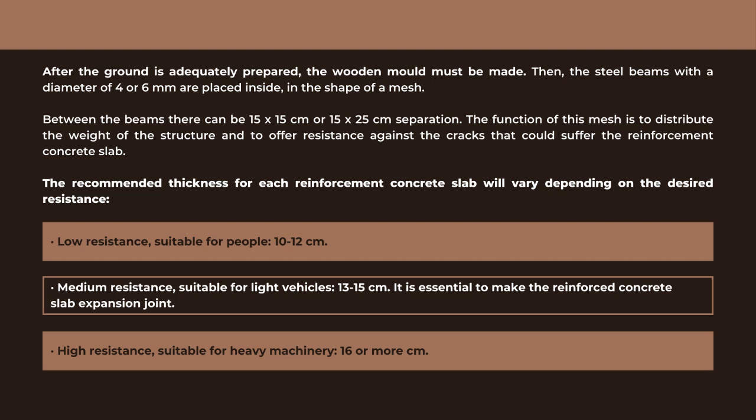The recommended thickness for each reinforced concrete slab will vary depending on the desired resistance. Low resistance, suitable for people, 10-12 cm. Medium resistance, suitable for light vehicles, 13-15 cm. It is essential to make the reinforced concrete slab expansion joint. High resistance, suitable for heavy machinery, 16 or more cm.